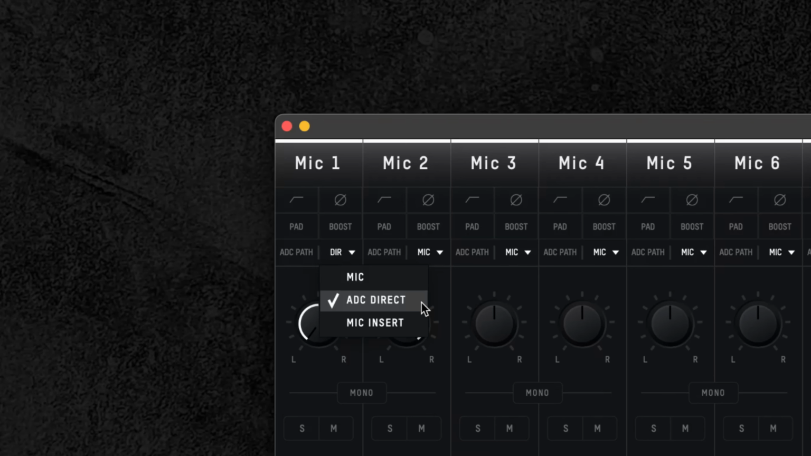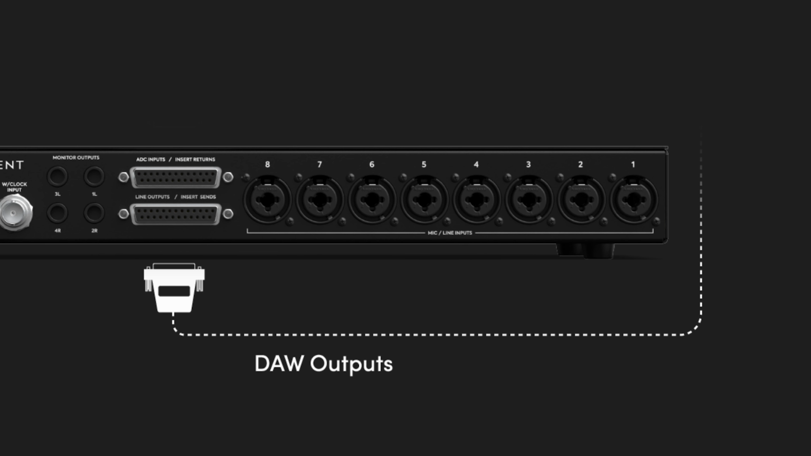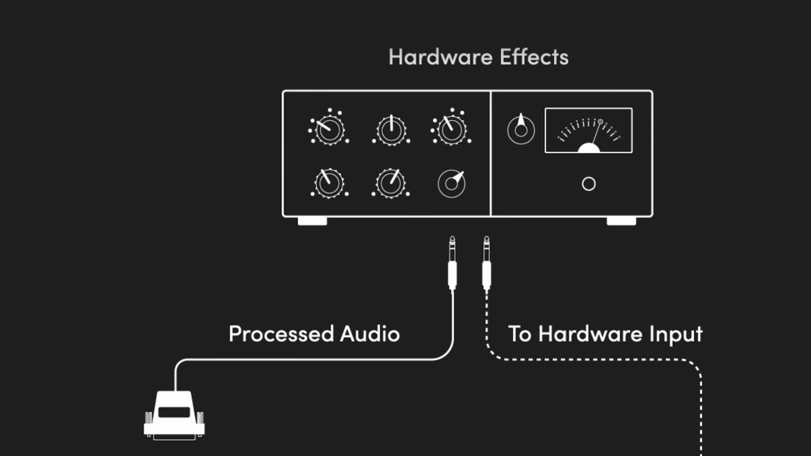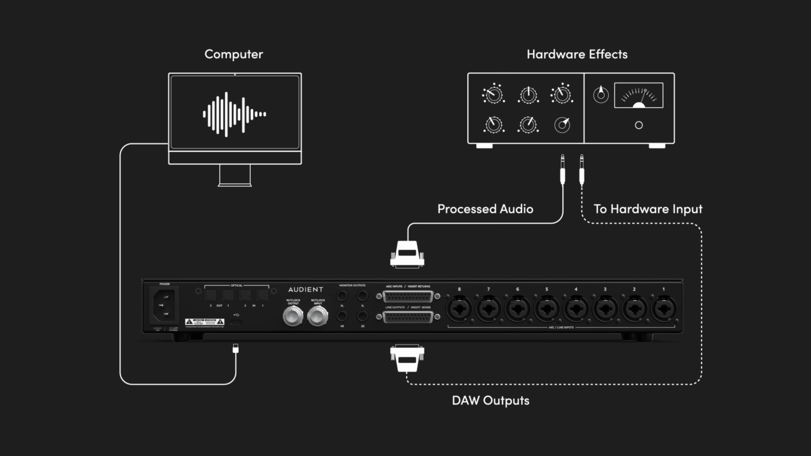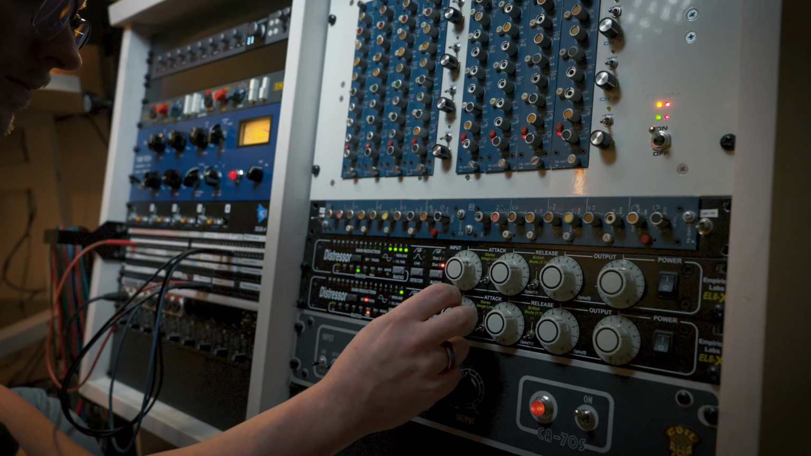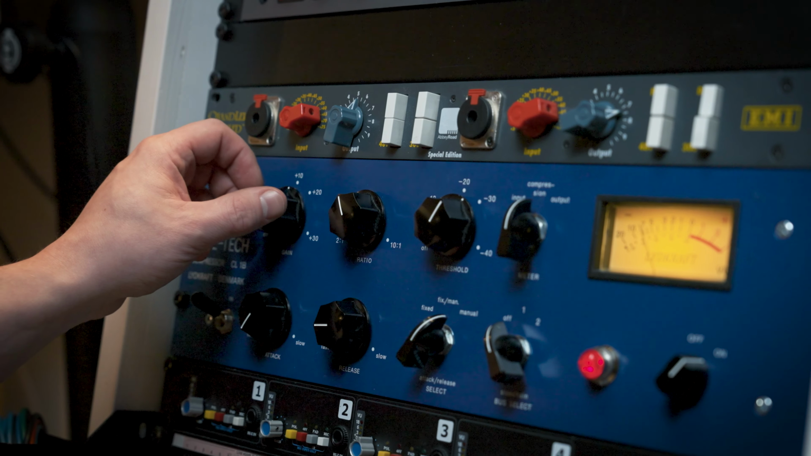This setting can also be used if you wish to utilize hardware effects whilst mixing in your DAW software. The line output insert send DB25 port in this mode is fed from the digital to analog converters, rather than from the built-in Audient console mic preamp, and provides additional line outputs just like on the mic ADC path setting. You can therefore feed audio from your DAW to the line output insert send DB25 port, pass this through hardware effects, and then return the processed audio to the insert return ADC input DB25 port to be re-recorded into your DAW software.